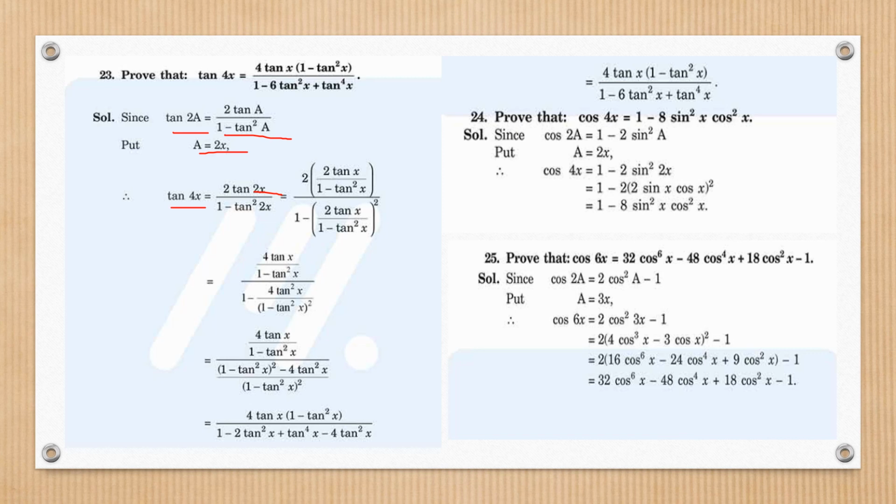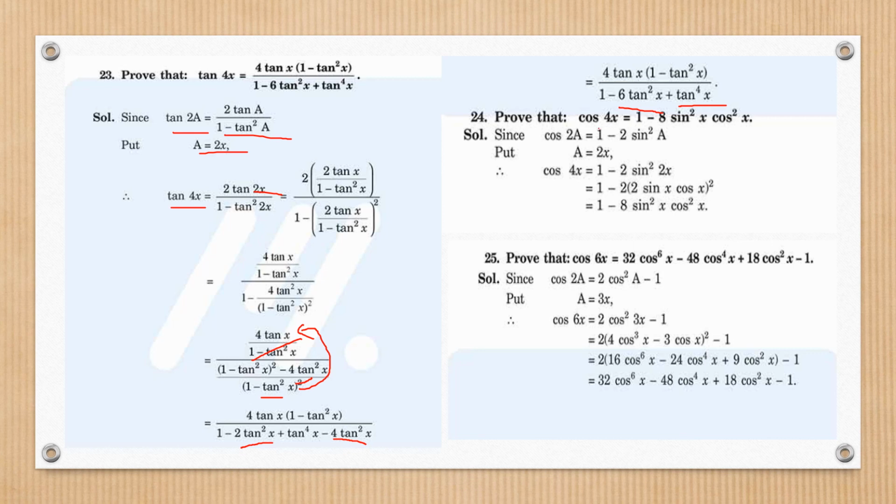Now take the LCM: 4 tan x upon 1 minus tan square x, and 1 minus 4 tan square x upon (1 minus tan square x) whole square. Open the square, take the LCM, and you get 4 tan x upon 1 minus tan square x, and in the denominator 1 plus tan 4x minus 2 tan square x minus 4 tan square x. Now one power cancels and the other gets arranged, so we get 4 tan x (1 minus tan square x) upon 1 minus 2 tan square x plus tan 4x minus 4 tan square x. So minus 2 and minus 4 give minus 6 tan square x plus tan 4x.